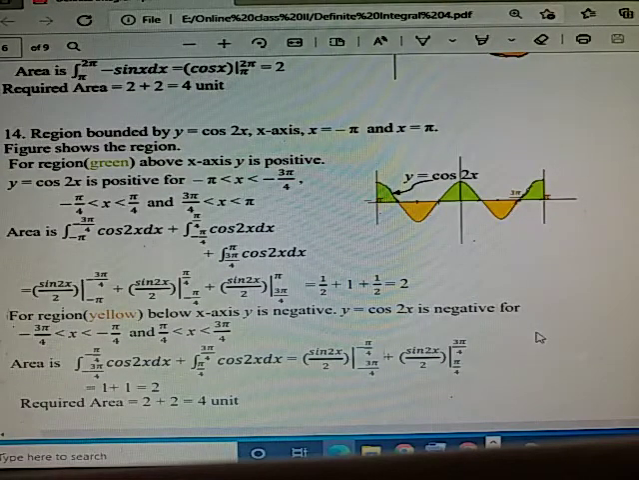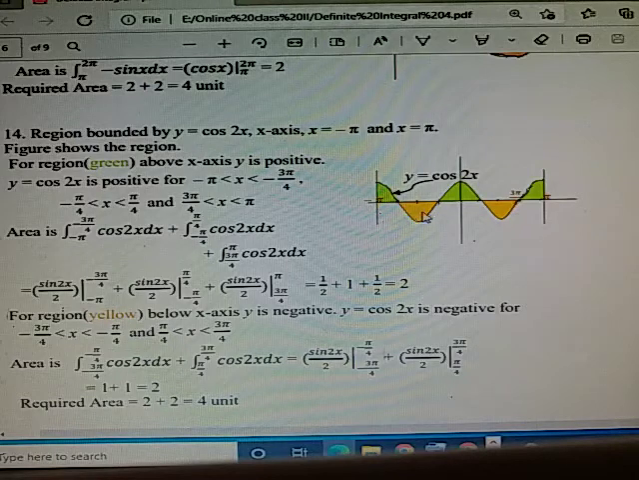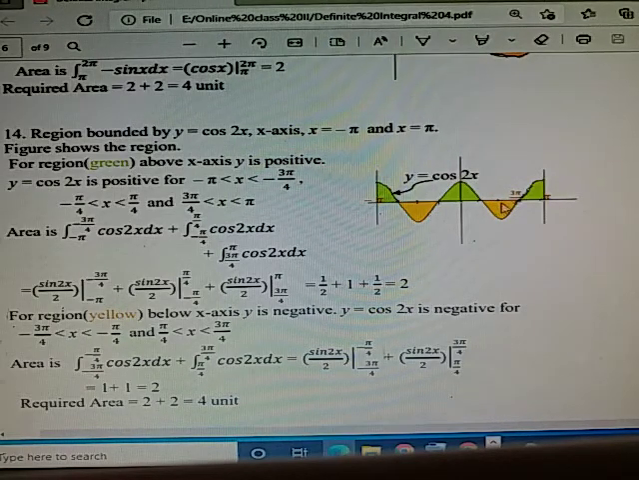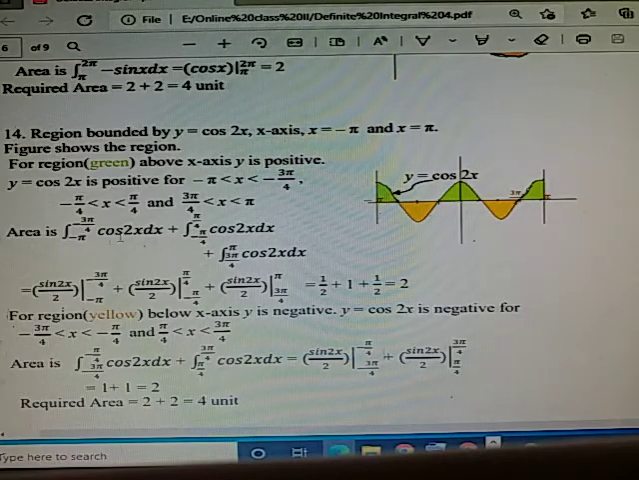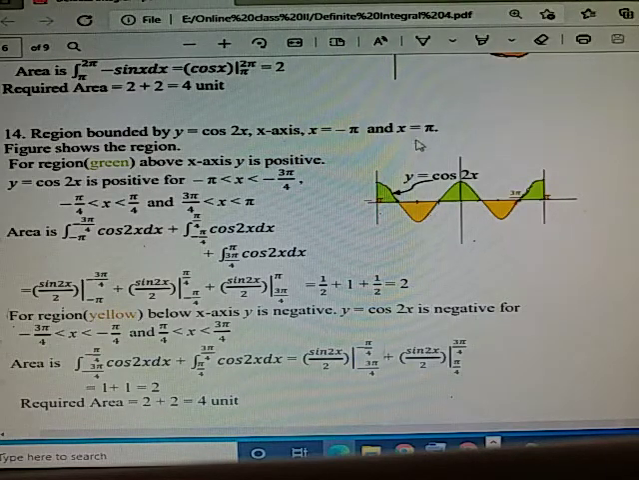So similar is this thing. Cos x, our limit is from minus pi to pi. So we know the graph of this. For this value below the x-axis we have to consider it above the x-axis, meaning its reflection on the x-axis. So we are breaking up all these parts, and the region below the x-axis is reflected, and the required area is 2 plus 2 equal to 4 units.